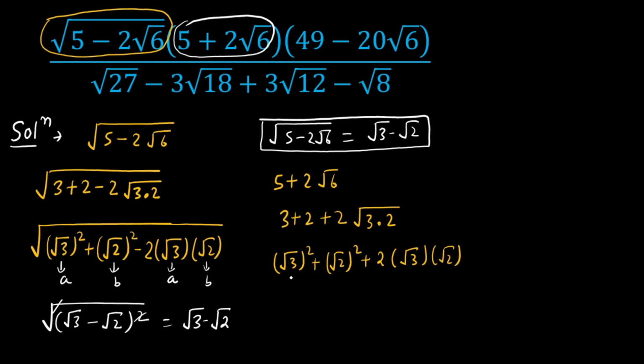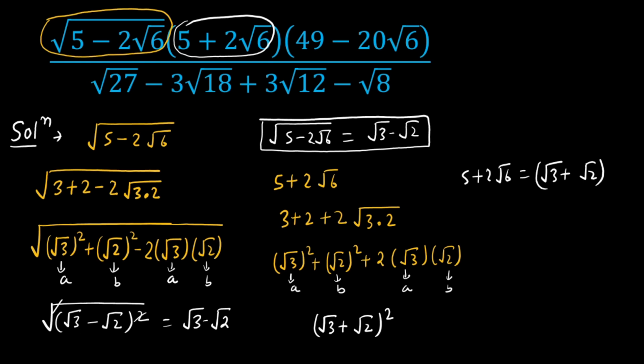Now if we put square root of 3 as A and square root of 2 as B, then here we have A square plus B square plus 2 times AB, and we know that this is A plus B whole square, where the value of A is square root of 3 and the value of B is square root of 2. Here we have 5 plus 2 times square root of 6, which is equal to square root of 3 plus square root of 2 whole square.